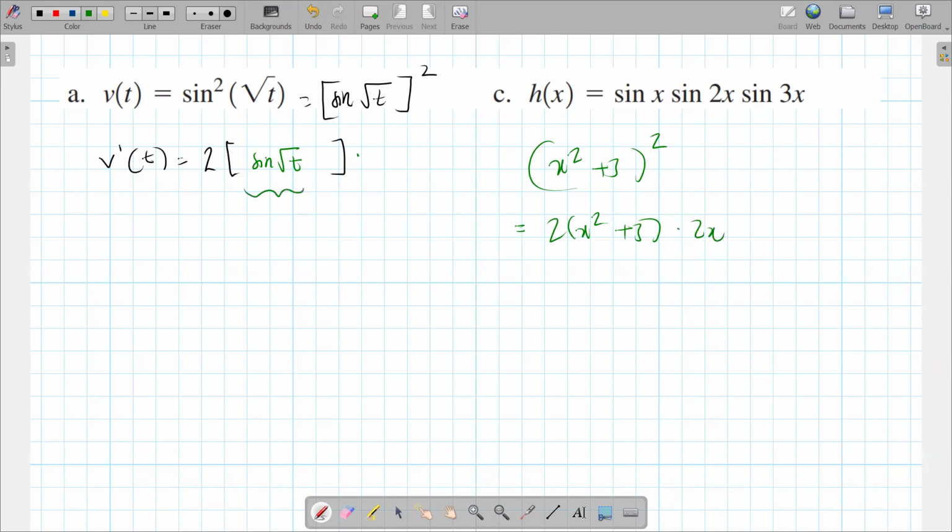So what's the derivative of the inside part? Remember, the angle doesn't change. So essentially, what's the derivative of sine? It's cosine of root t. Root t, but now you have to go a level deeper because you have a square root function inside. You have to multiply this by the derivative of this inner function. What's the derivative of root t?